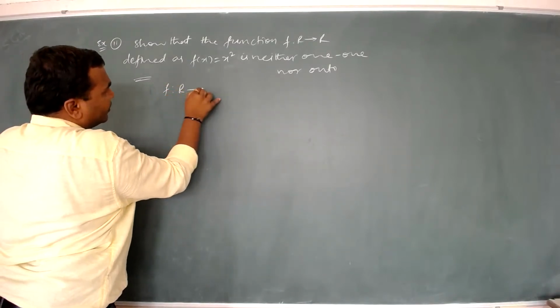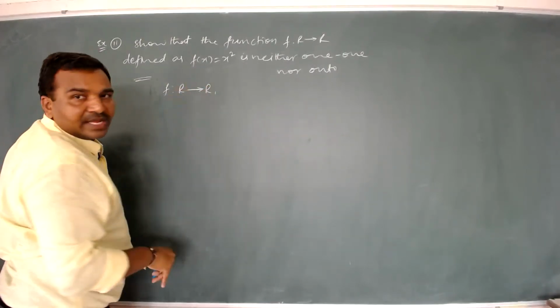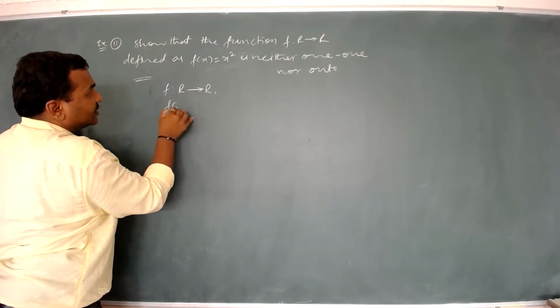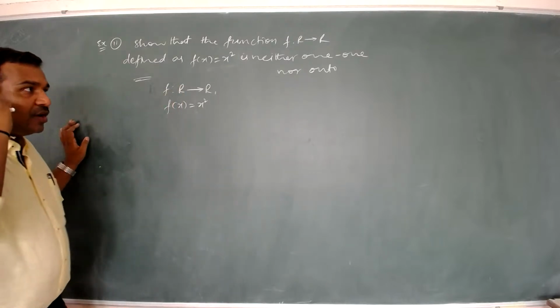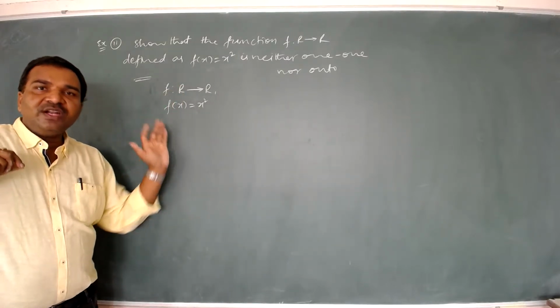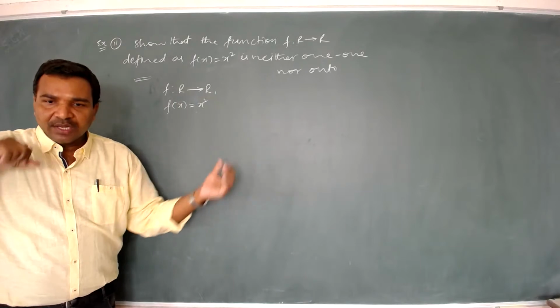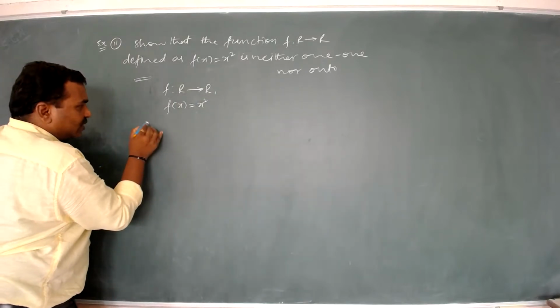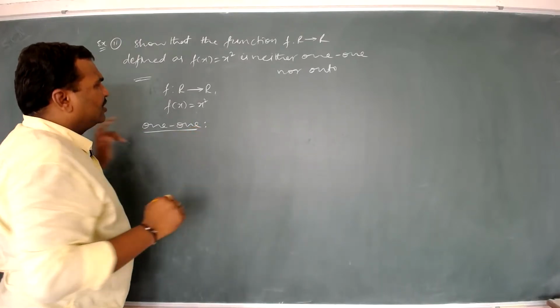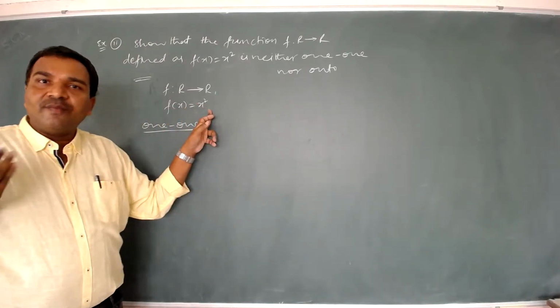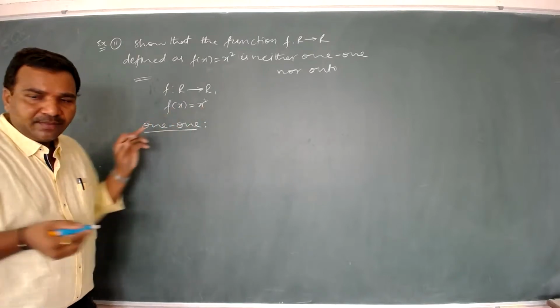Function defined from real number set to real number set. It is defined as f of x equal to x square. Now we have to prove it is not 1-1, not onto, meaning neither 1-1 nor onto. First, 1-1. So already we know that f of 1 value 1, f of minus 1 value is also 1. Correct? Clearly.